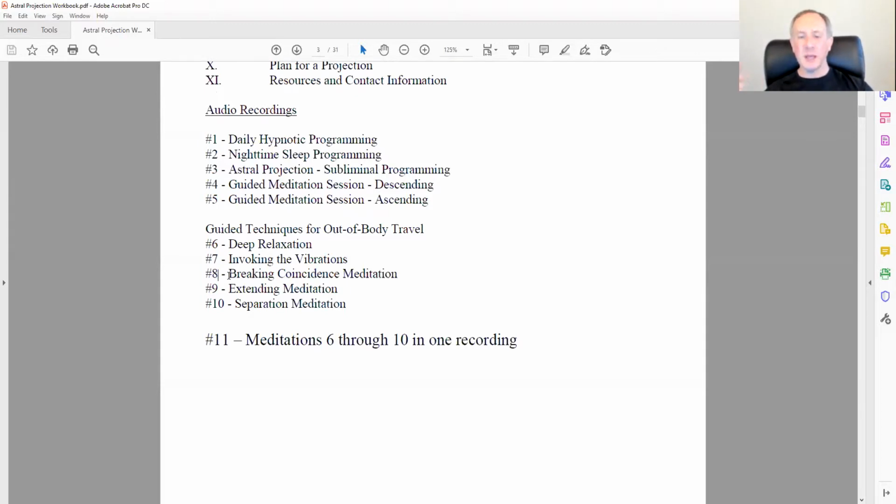All right, so breaking coincidence meditation. And then there's extending and there's separation. I'm going to go back to full screen. I think so you can see my hands better is why I feel like doing that. All right, so we have breaking coincidence. Let me just look at this before I start teaching it without the training manual. All right, breaking coincidence. These are just words for stuff I really do intuitively.